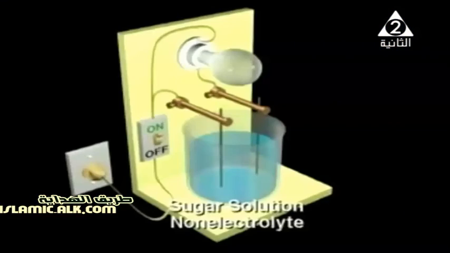will show. My dear student, as shown on the screen, if you bring sugar solution and connect it to a source of electric current and a lamp, you will find that the solution does not conduct the electric current and the lamp does not light. This means that sugar is a non-electrolyte, and does not contain ions in the water solution.